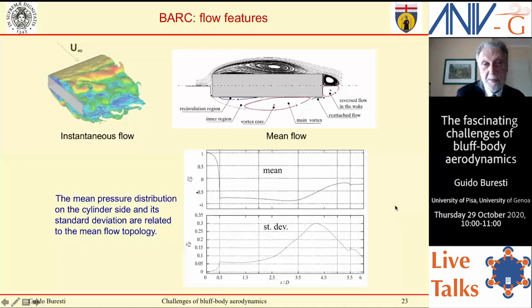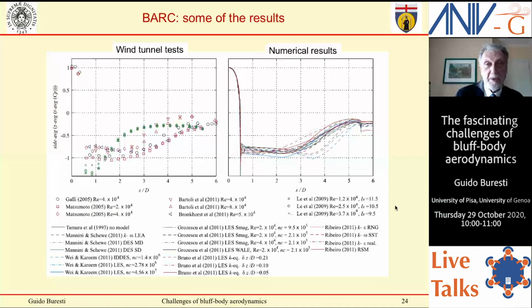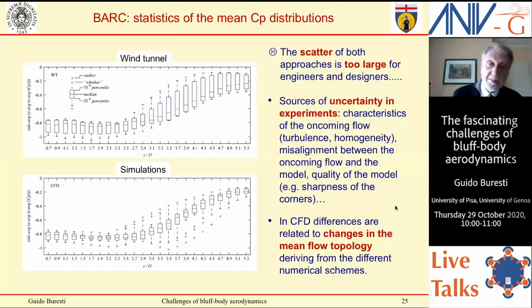And this is what you get in wind tunnel tests and numerical results, and you can see that you get a very, very large spread of the results. This is actually the statistics of these mean pressure distributions, and you see the scatter is very large, perhaps too large. And where does this scatter come from? It comes from the uncertainty in the experiments, for instance, which comes from the oncoming flow characteristics like turbulence, homogeneity or non-homogeneity, misalignment between the flow and the model, the quality of the model, and so on and so on.